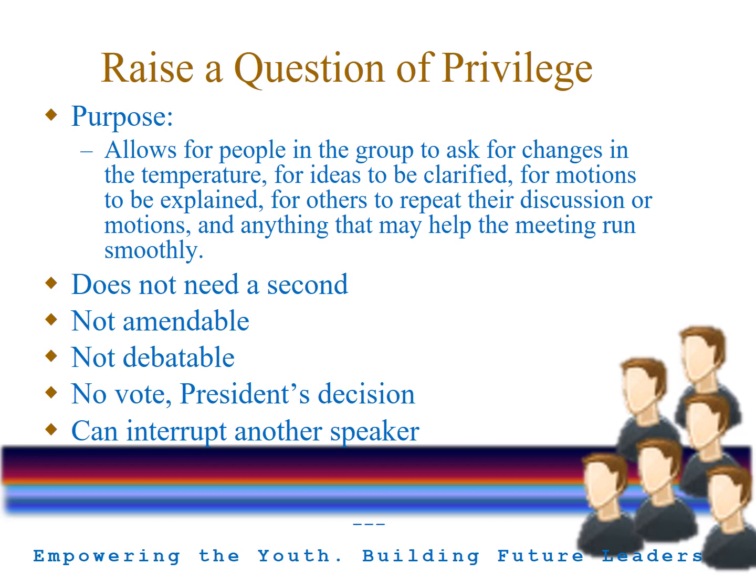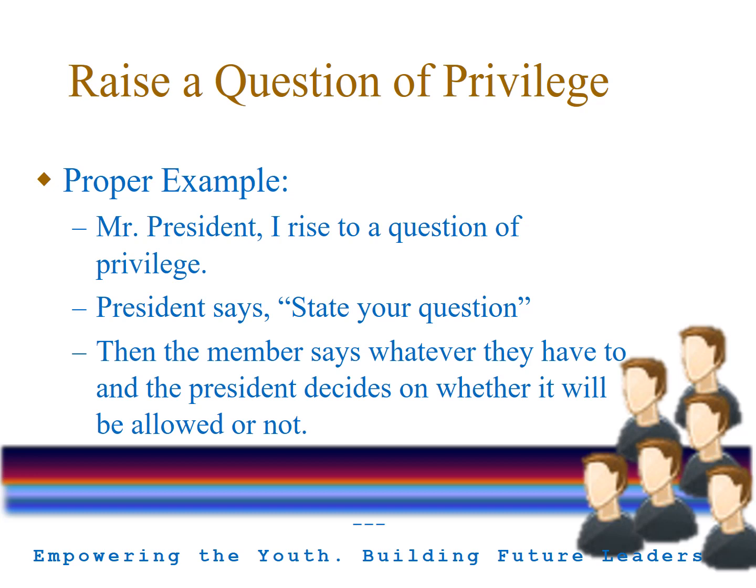For example, Mr. Chair or Madam Chair, I would like to request that we lower the temperature of the air condition here in the meeting area, or simply to ask for clarifications. Mr. President, I rise to a question of privilege. This is the proper action to be done. Then the president says, state your question. Then the member says whatever they have to, and the president decides on whether it will be allowed or not.